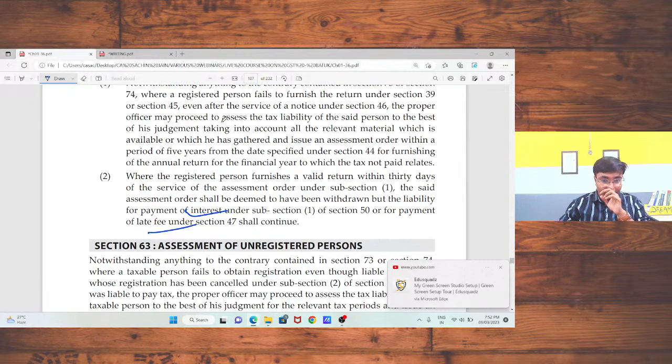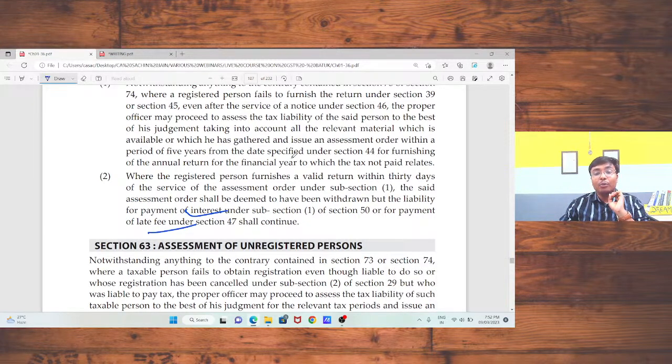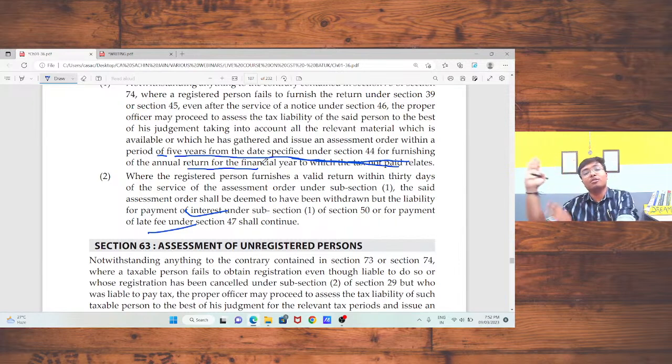Now, what is the time limit to do the assessment of non-return filers? In that case, it is within 5 years from the due date of filing the annual return specified under section 44. That is the due date for filing of your annual return. इसीलिए I am again and again saying that extension of the due date of the annual return is not in our favor, because if there is an extension of the due date of the annual return, in that case all the due dates for the proceedings are also extended. Okay, so this is a very big issue, a very important issue for us.